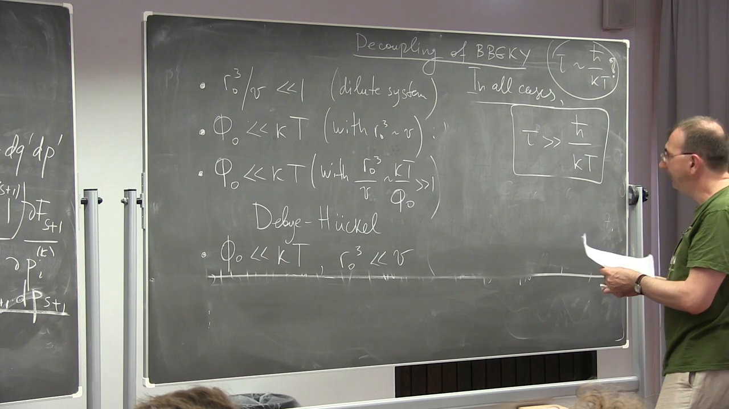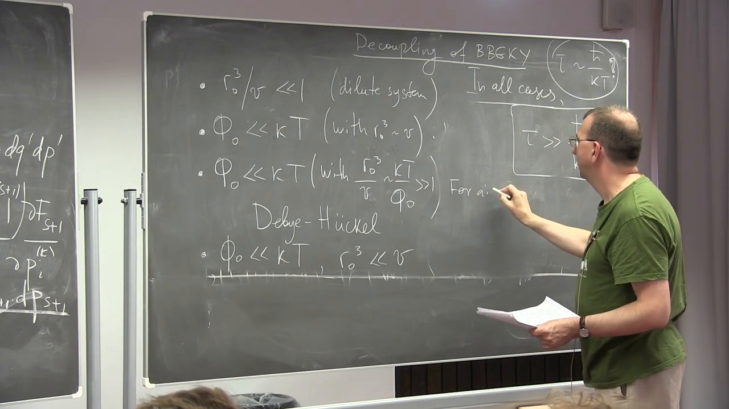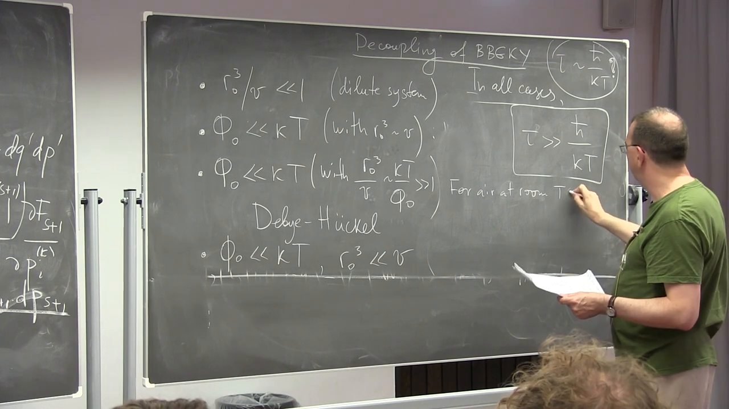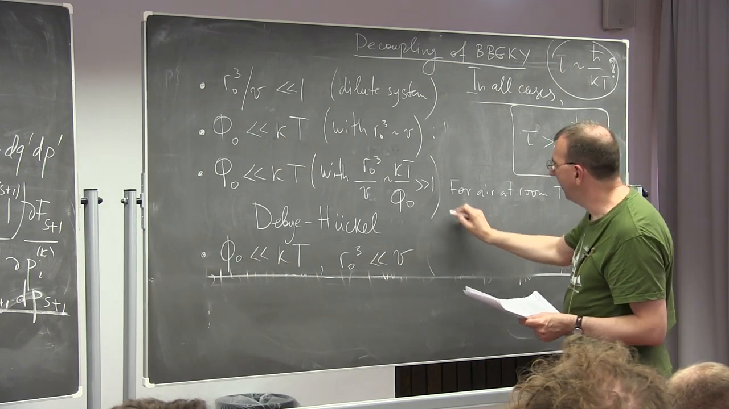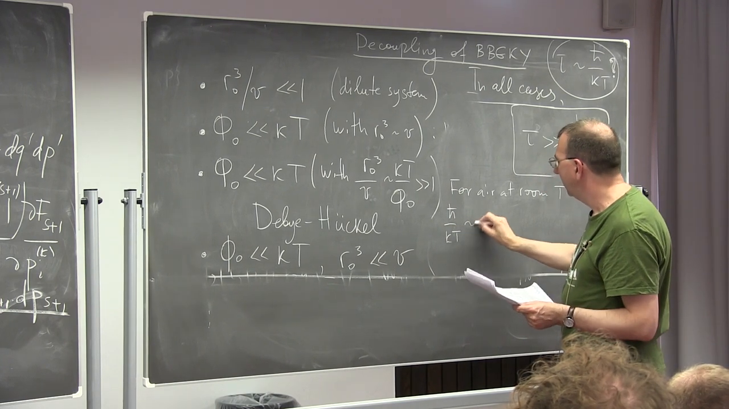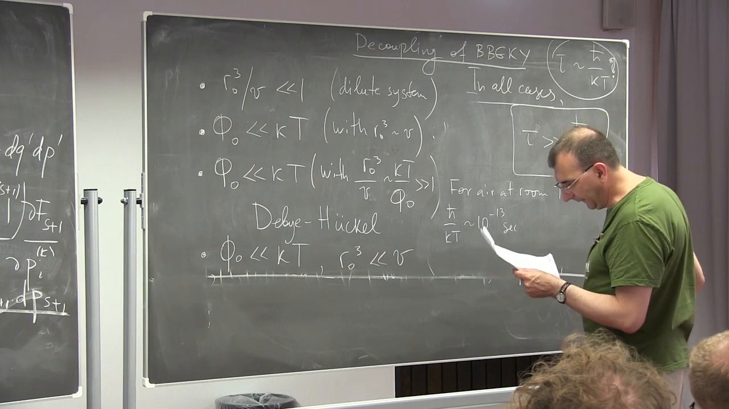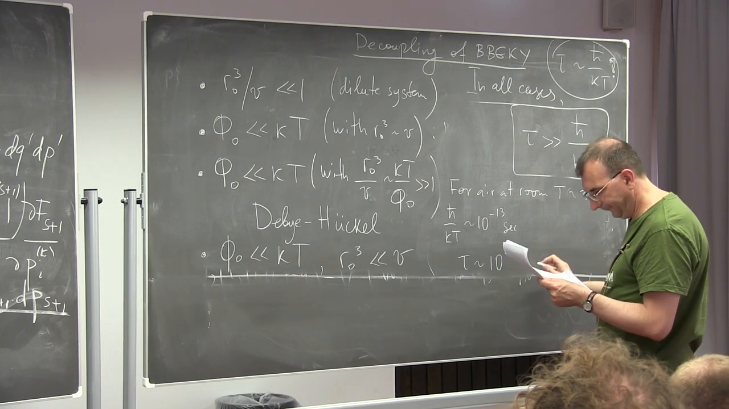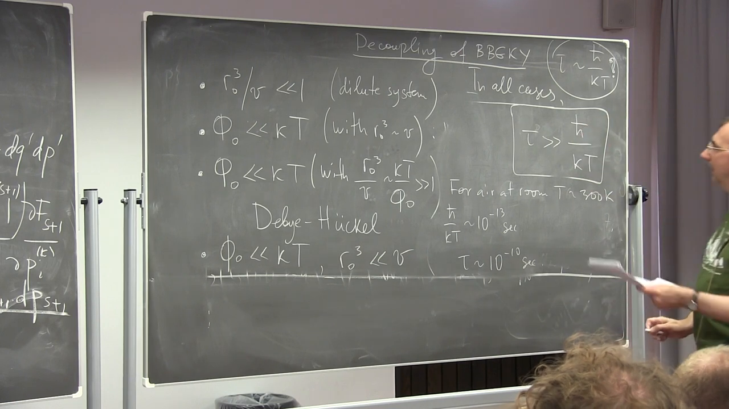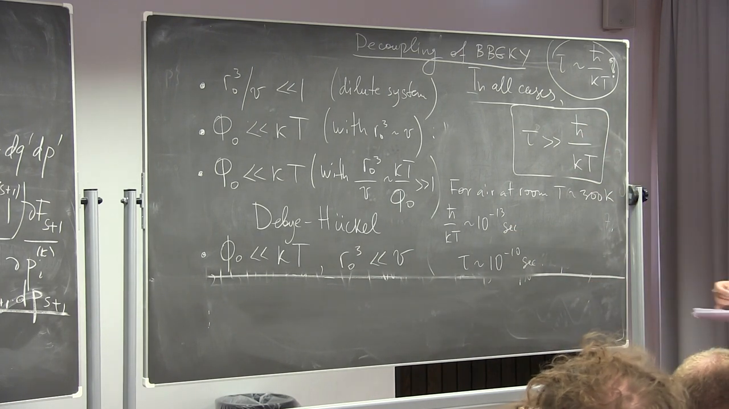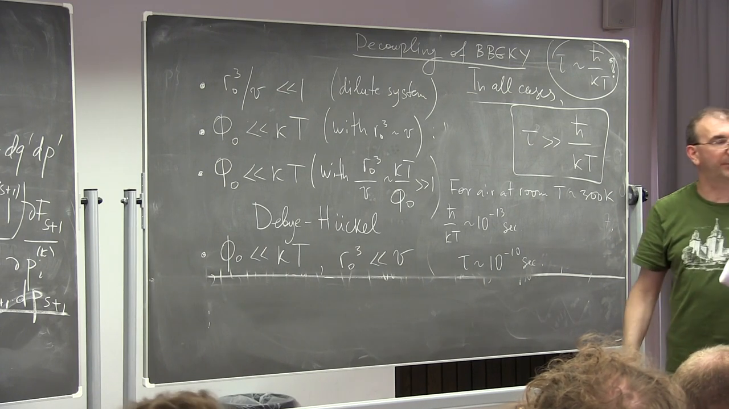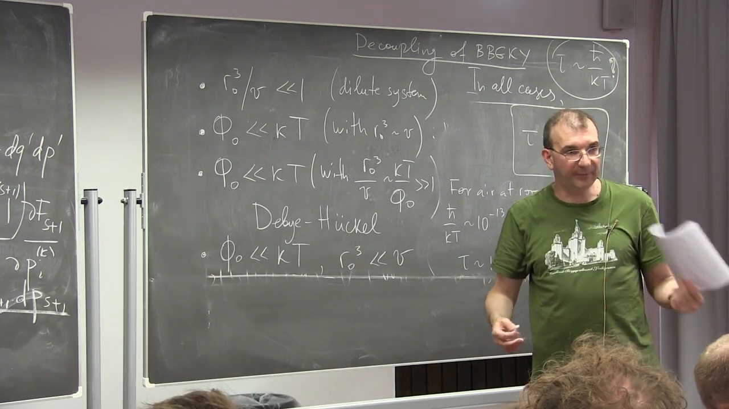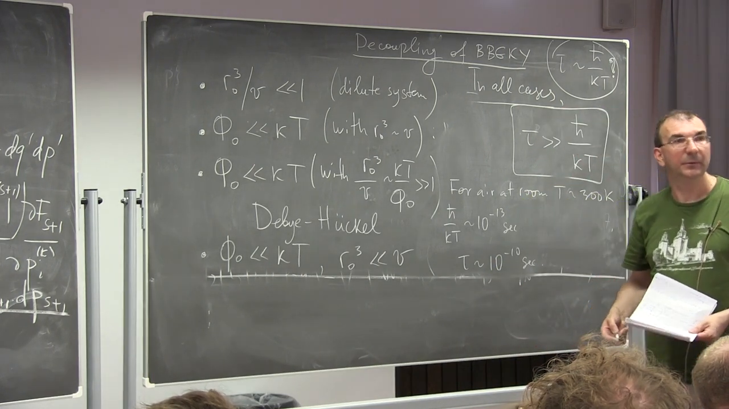So for example, for air at room temperature, 300 Kelvin, we have h bar over kT approximately 10 to the minus 13 seconds, and tau of order 10 to the minus 10 seconds. So this means you have estimates. This means that you have a chance to describe the air in this room with the help of kinetic theory, and you do. So if you want to compute transport coefficients for gases, oxygen, and so on, then you can do it via kinetic theory.